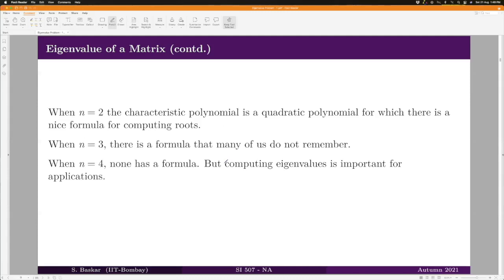We can of course find them through some approximation methods, but in general it is not that easy if your matrix is a 4 cross 4 matrix or of higher dimension. Therefore, a numerical approximation method is very important for us to compute eigenvalues of a given matrix.